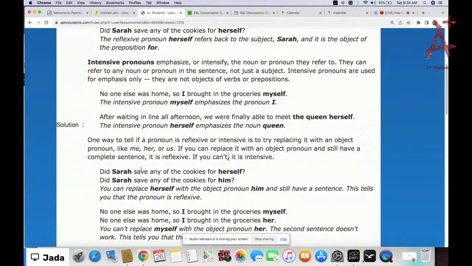So, did Sarah save any of the cookies for herself? Did Sarah save any of the cookies for him? Now you can replace herself with the object pronoun him and still have a sentence. Or even if you say, did Sarah save any of the cookies for her, it still makes a sentence. So this tells you that the pronoun is reflexive.